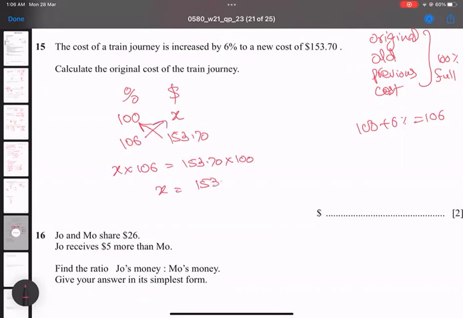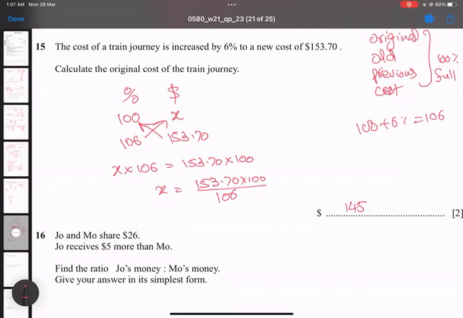So x equals 153.70 times 100 over 106, because of cross multiplying. And when you check it in our calculator, what answer am I getting? Let's see. I'm getting $145. So this part is also clear.